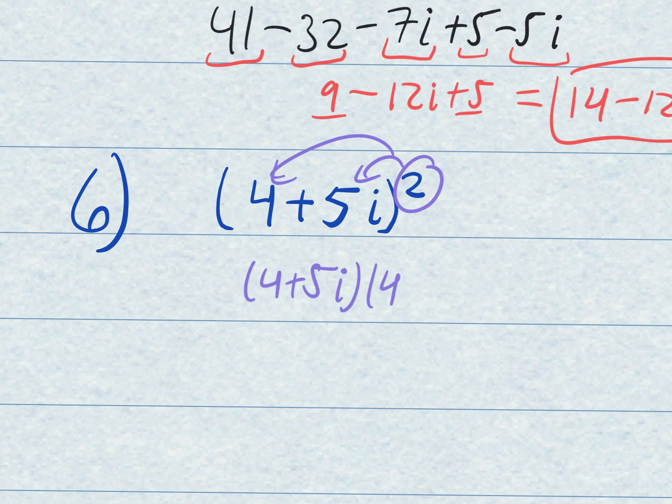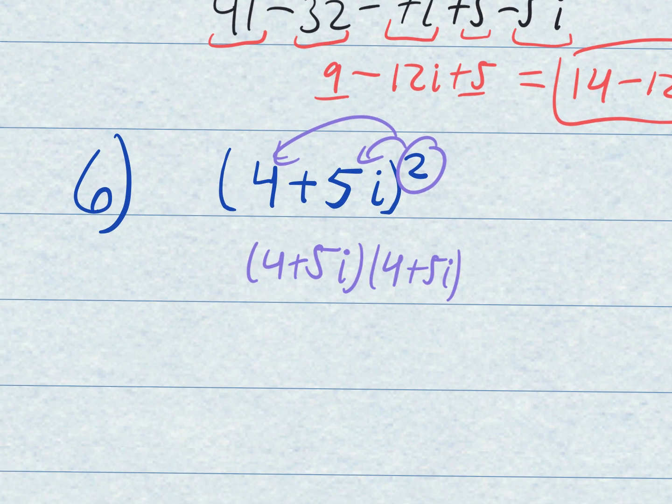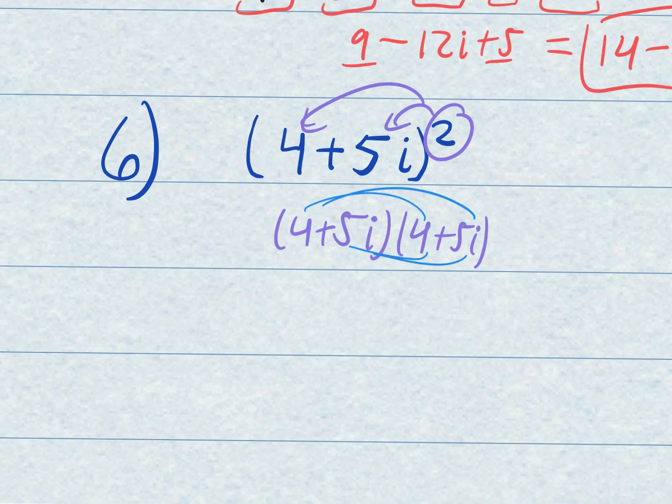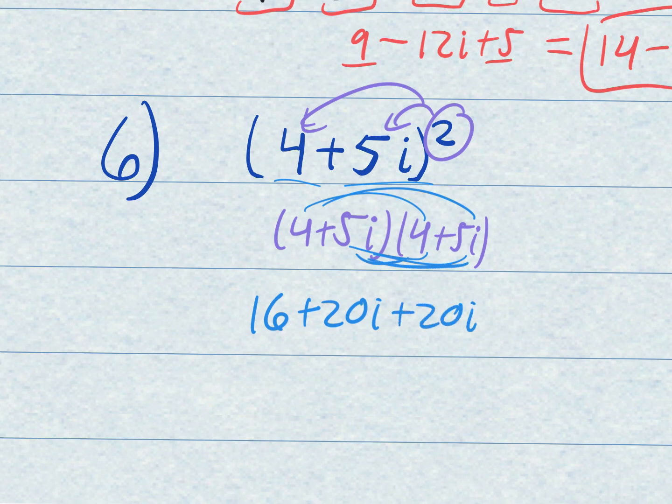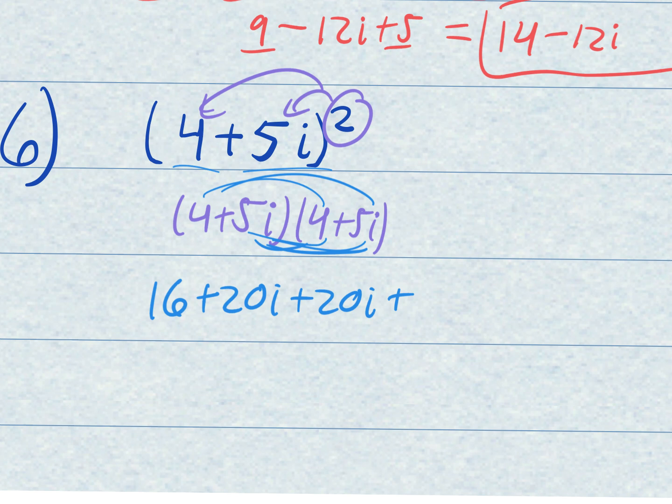Write it twice, and then you want to FOIL it, right? So this is the same as 4 plus 5i squared, right? So just FOIL it, and you'll see that we don't get the same thing as if we were to just square 4 and square 5i, right? So 4 times 4 gets you 16. 4 times 5i gets you 20i. 5i times 4 is going to get you another 20i, and then 5i times 5i is going to get you 25i squared.